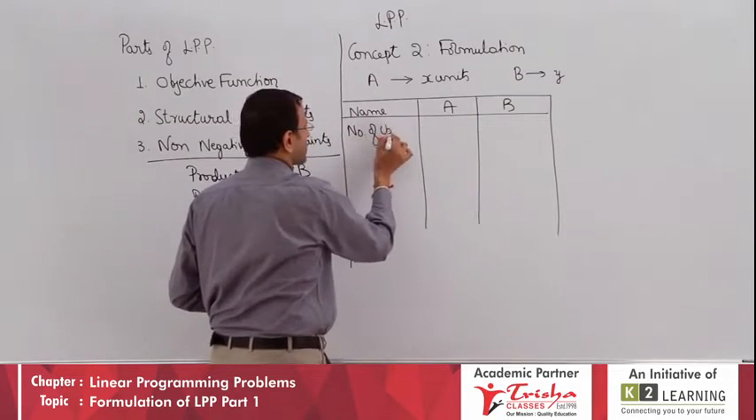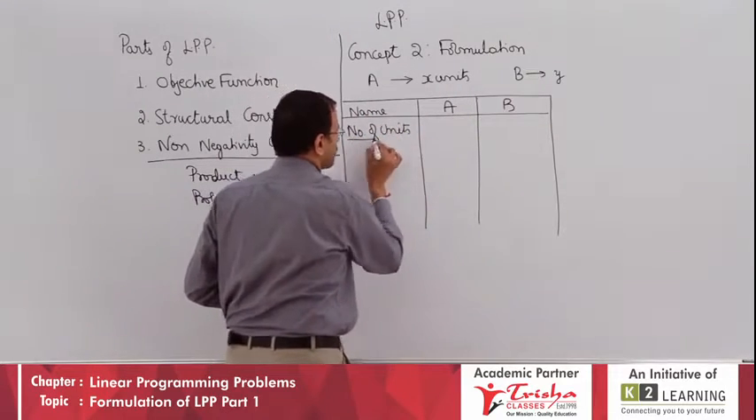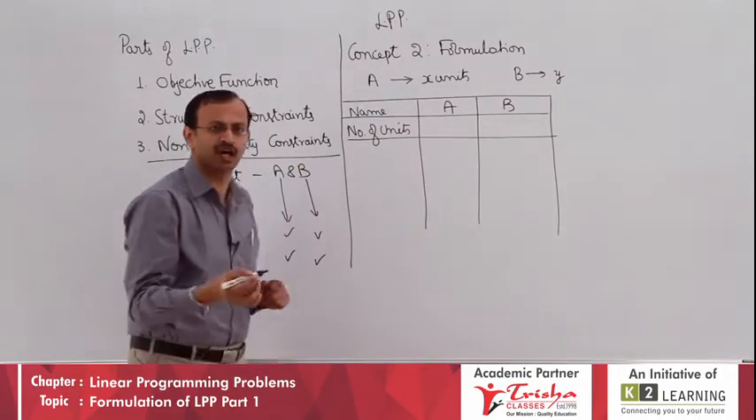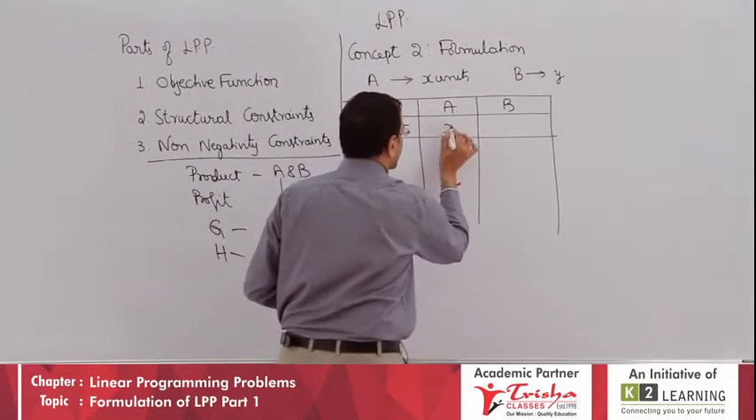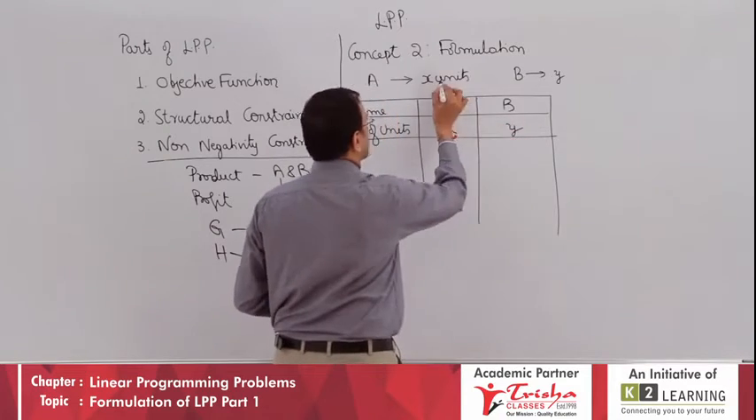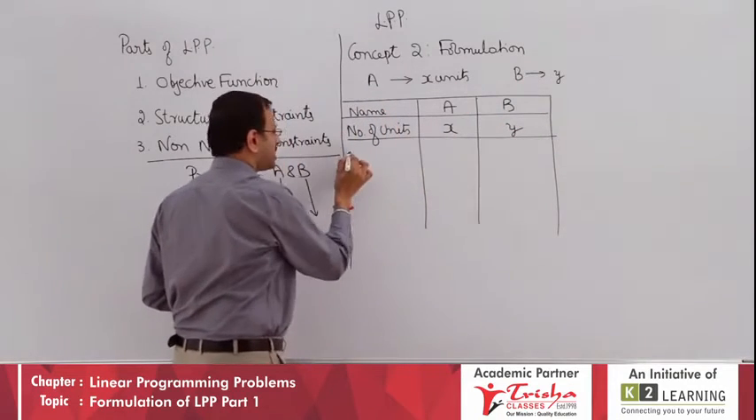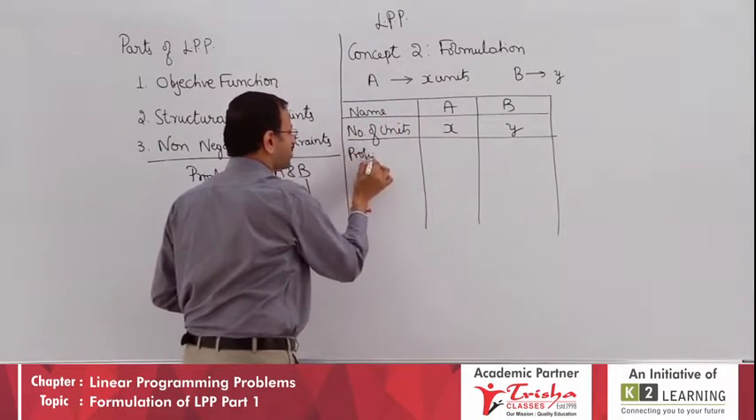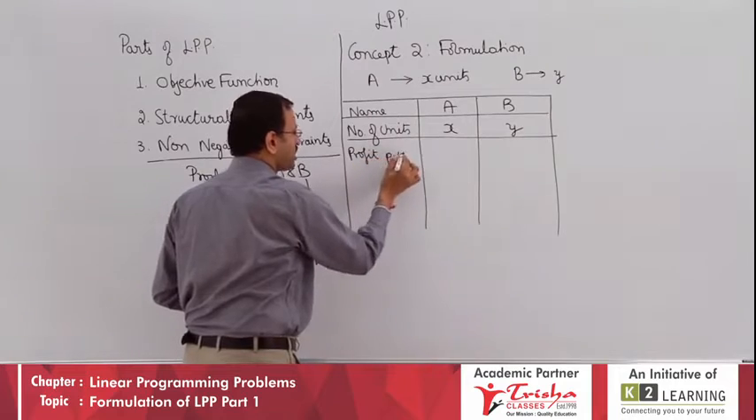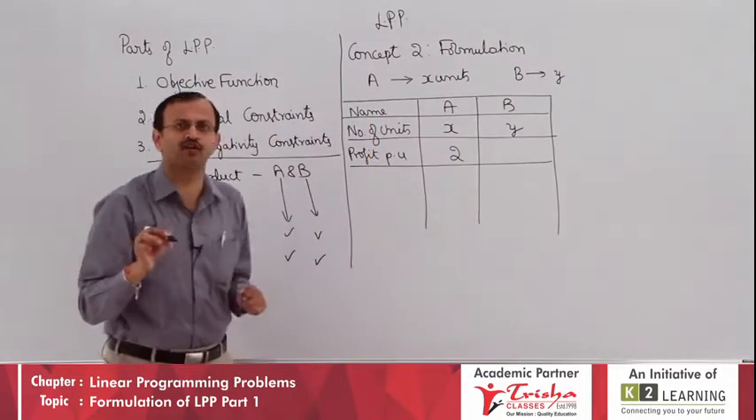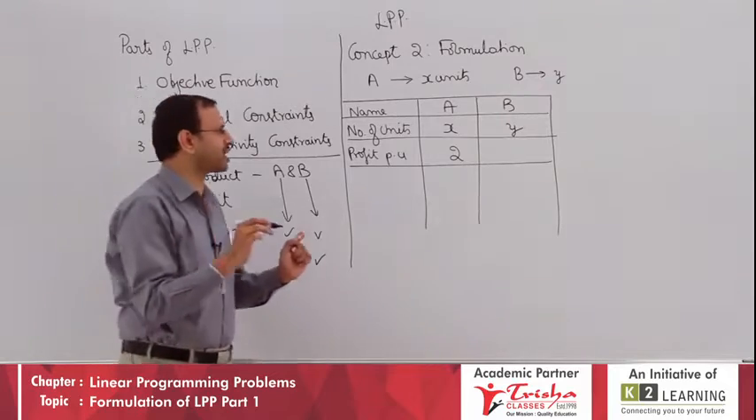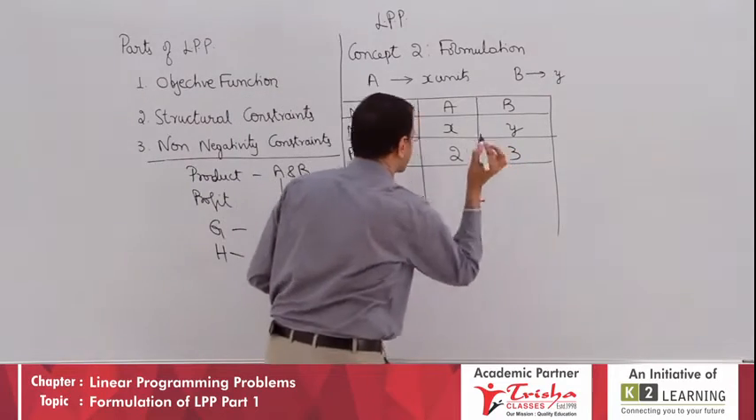Students, you tell me whether the number of units will be given? No, by solving you have to find how many units of A and how many units of B. It will not be given. You have to take X and Y, which I have already considered above. Then profit per unit: if you produce and sell 1 unit, 2 rupee profit. Refer to the question: A is 2 rupee whereas B is 3 rupee profit.